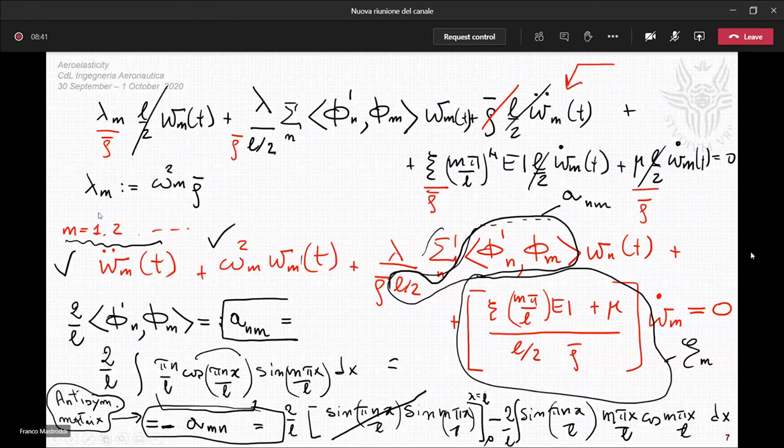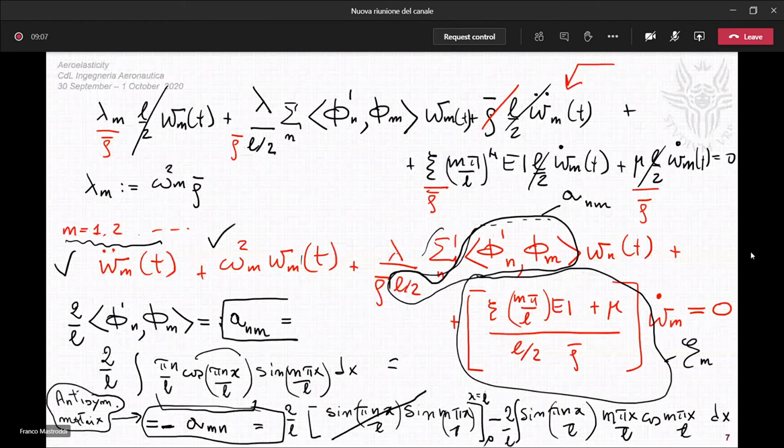Indeed, for this generic m-th equation, we have w double dot m plus omega square w m plus this part here, which is not uncoupled because here this summation in n keeps surviving.